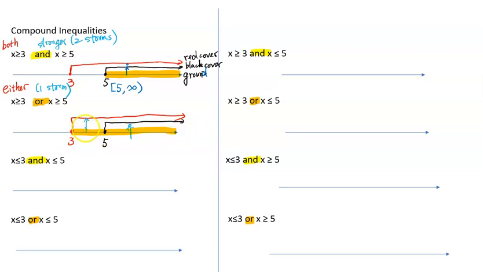Because this time we don't need two layers, we just need one layer, even if you're standing here, you will still be safe. So the answer would be from 3, including the spot 3, all the way to infinity.